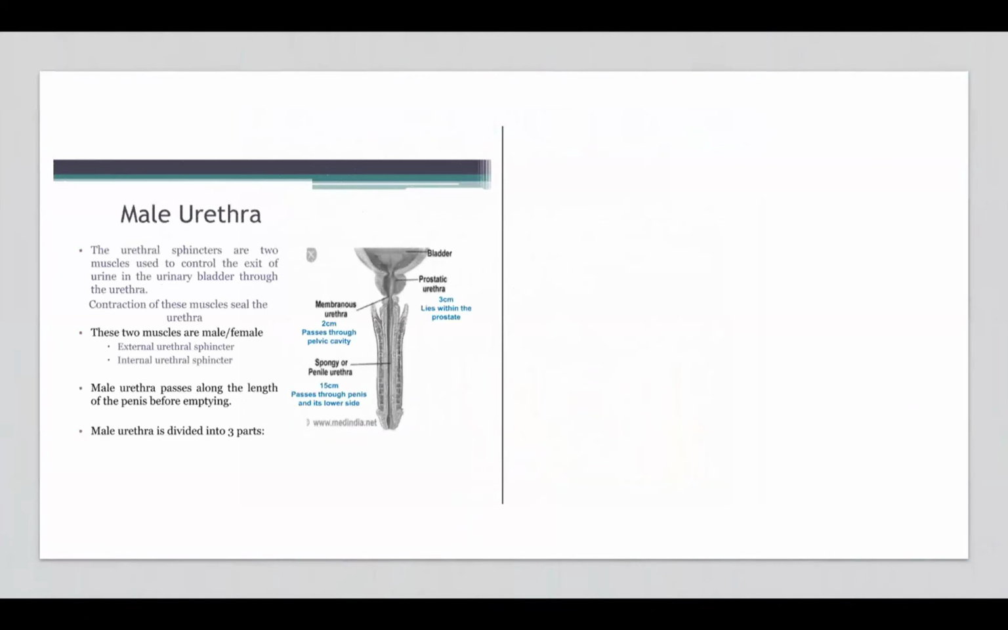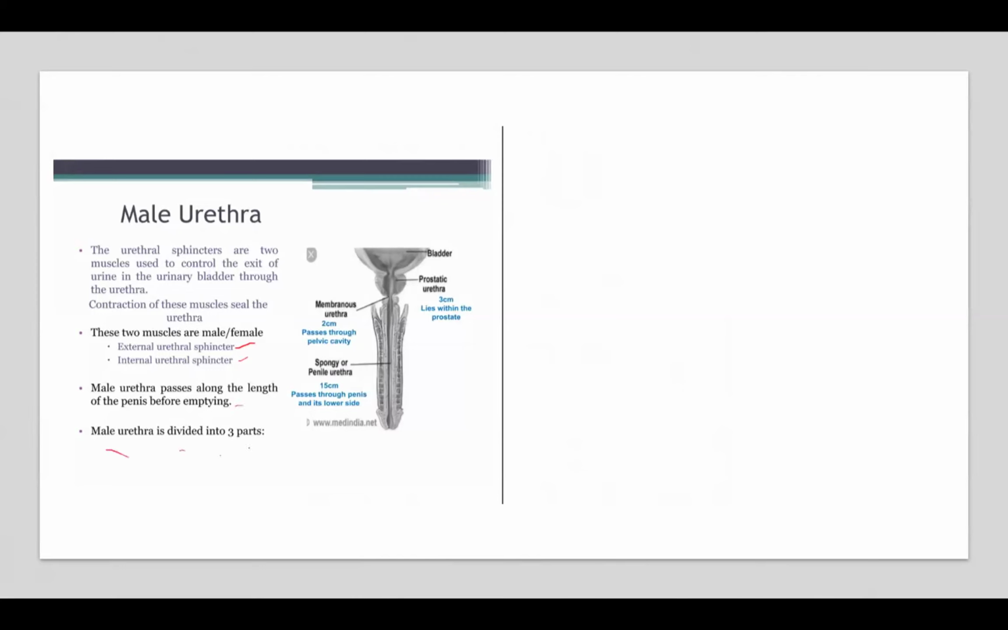Male urethra. The urethral sphincters are two muscles used to control the exit of urine in the urinary bladder through the urethra. Contraction of this muscle seals the urethra. These two muscles are in male and female: external urethral sphincter, internal urethral sphincter. Male urethra passes along the length of the penis before emptying.